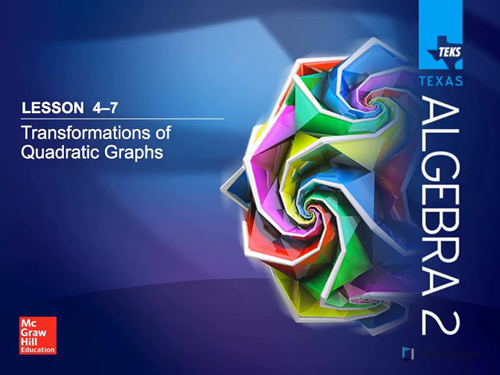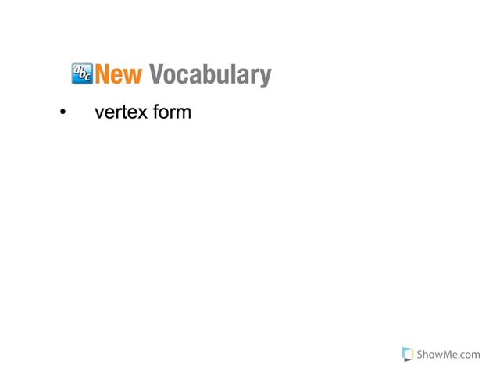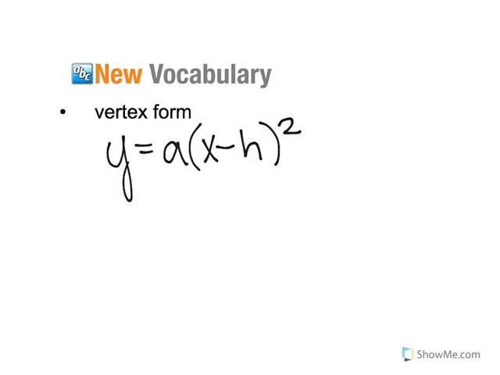Tutorial over 4-7 transformations of quadratic graphs. Your new vocabulary is vertex form. And for a quadratic, that's y equals a parentheses x minus h squared plus k, where h and k are your vertex.